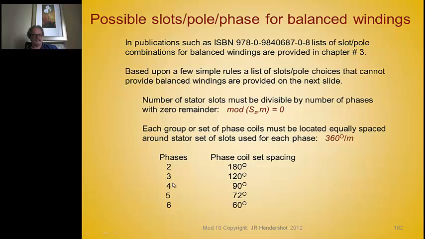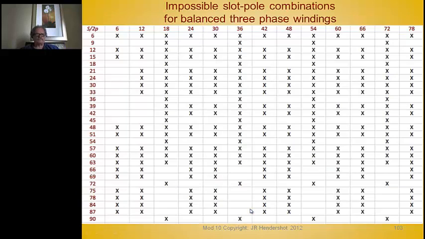Well, two-phase is 180, four-phase is 90, five-phase 72, six-phase 60. So, rather than give you a list of possible winding patterns, here's a list of the impossible winding patterns.